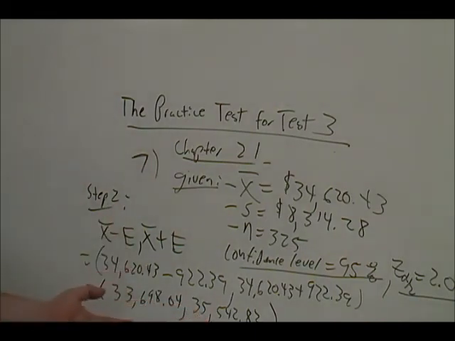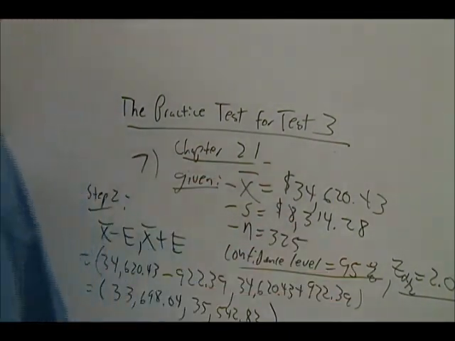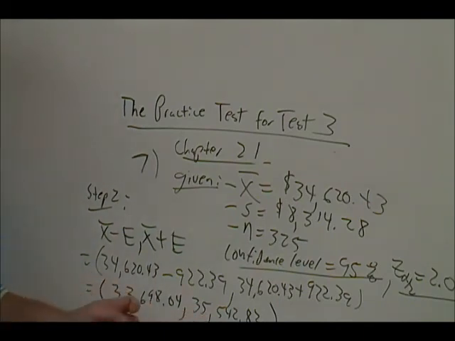We don't know what that actual population mean is, what that mean annual income is for all U.S. households. We can only say with 95% likelihood it should be between these two numbers. And if you think about it, that means there's still a 5% chance that the mean annual income of all U.S. households does not lie between these two numbers. We can only say with a probability of 0.95 that the unknown annual income of all U.S. households based on this study should be between $33,698.04 and $35,542.82. So that's the confidence interval estimate there for the unknown mean annual income of all U.S. households at a confidence level of 95%.